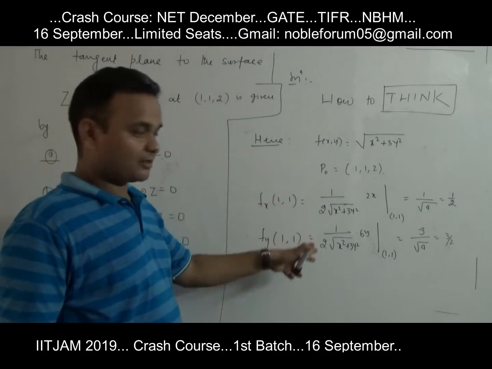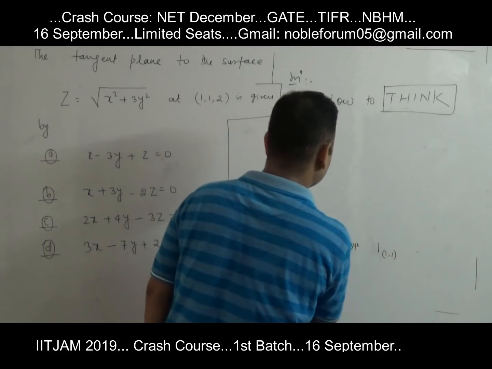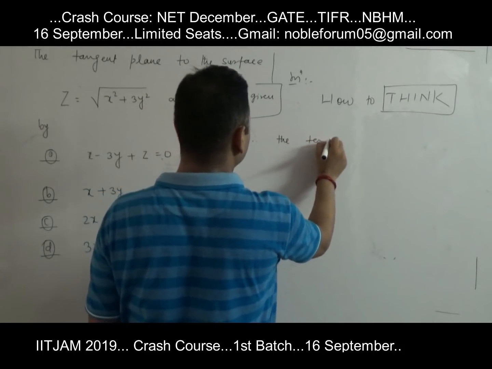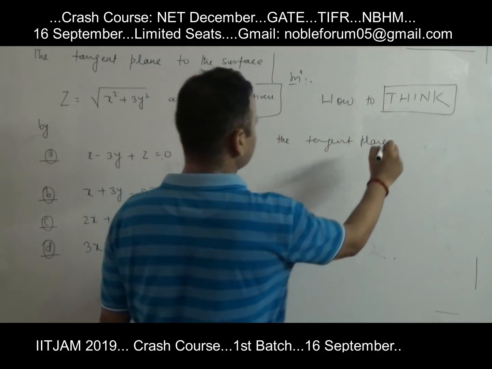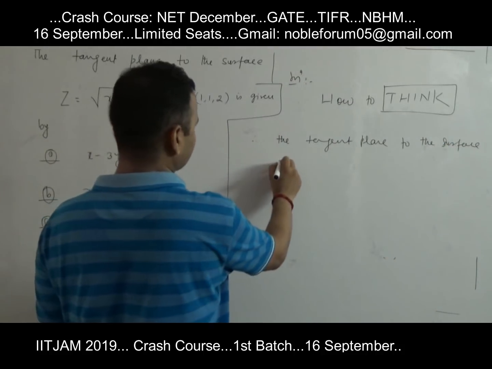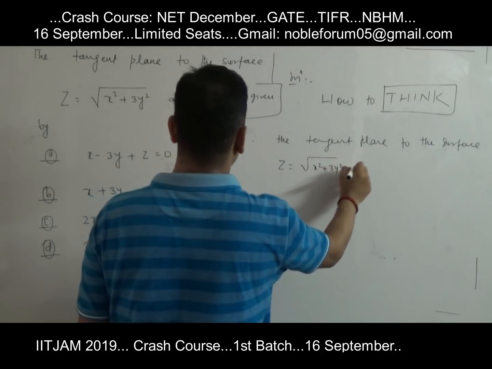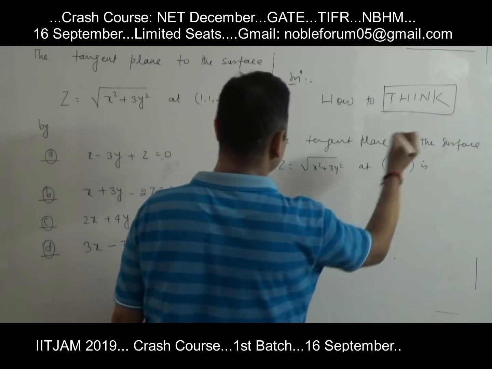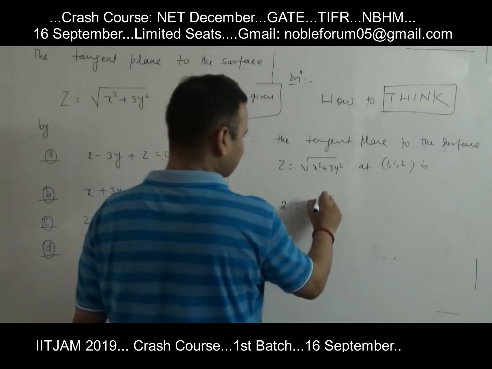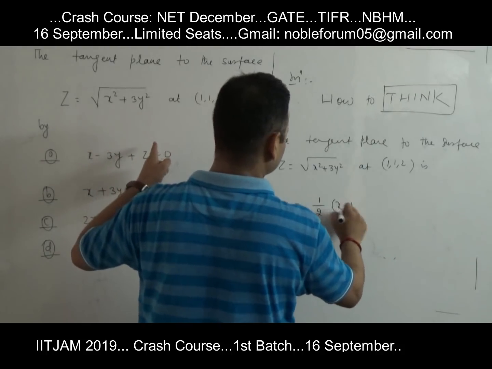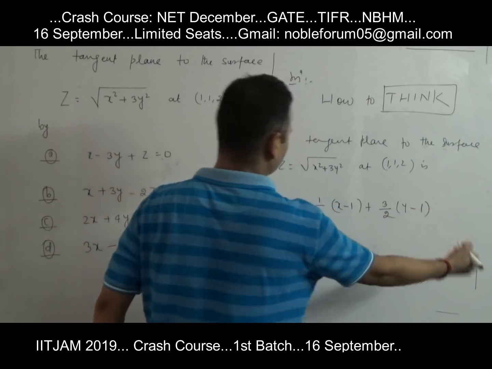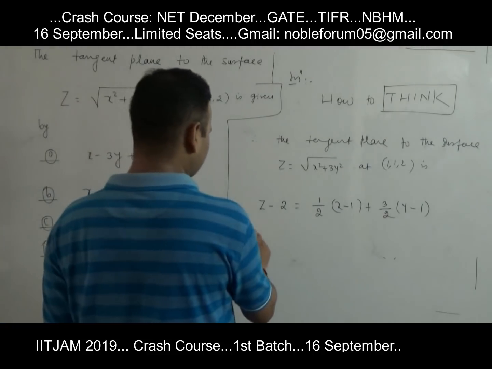So what is our result? Okay. Now I am going to erase this. Therefore the tangent plane to the surface z equal to this at (1, 1, 2) is, what is that? z minus z naught is equal to the partial derivative at this, that I evaluated, 1 upon 2 times (x minus x naught) plus, that I evaluated, 3 upon 2 times (y minus y naught). Correct?